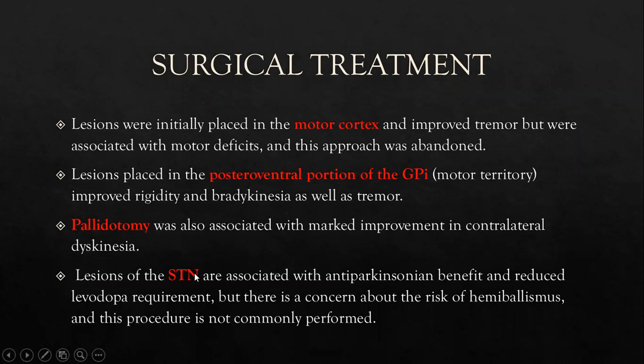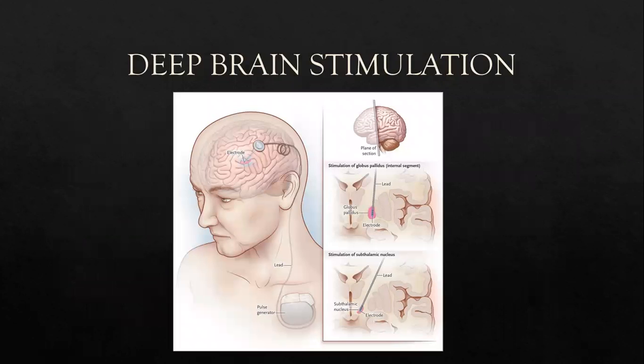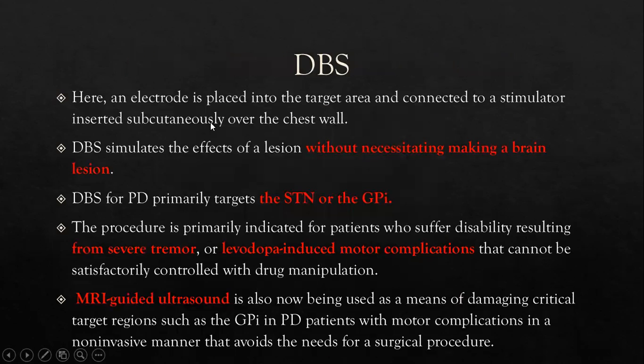When a brain lesion of the subthalamic nucleus was made, it was associated with anti-Parkinsonian benefit, but there were concerns about hemiballismus. All these procedures are only of historic importance and are not performed now. What we do now is called deep brain stimulation. This is done by surgically placing a lead electrode and stimulating it continuously with a pulse generator placed just below the clavicle. The electrode is placed into the target area and connected to a stimulator inserted subcutaneously. It simulates the effect of a lesion without actually making a lesion in the brain.